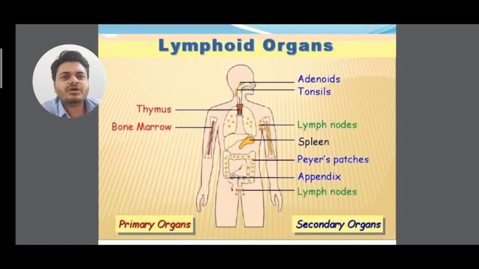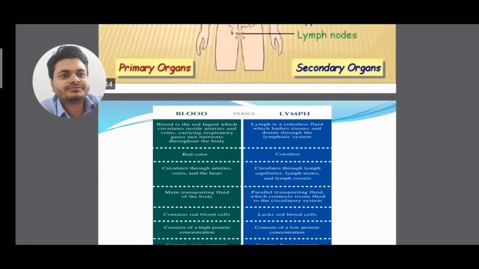These are the lymphoid organs. The main function of lymphoid organs is to give immunity to the body. Like the thymus, bone marrow. The thymus is a lymphoid organ. Tonsils are a lymphoid organ. Primary organs and secondary organs are all listed here. The primary lymphoid organs are the thymus and bone marrow, and the secondary lymphoid organs are adenoids, tonsils, lymph nodes, spleen, Peyer's patches, and appendix. The main function of lymphoid organs is protection of our body. It gives immunity to our body.